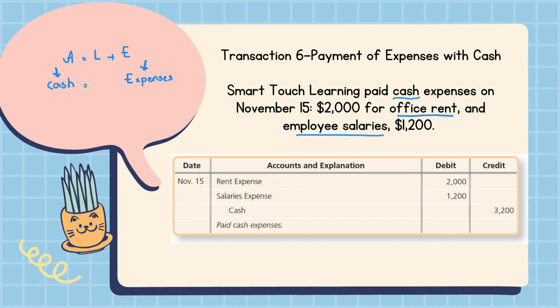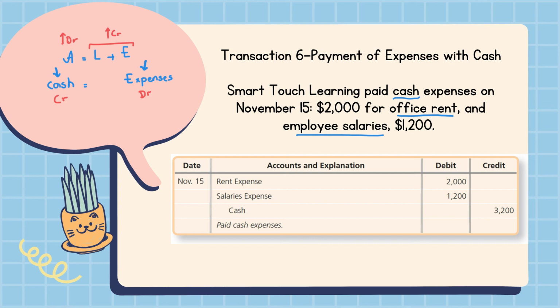The normal balance for assets is debit. For liabilities and equity, it's credit. Cash decreased, so it's not gonna go to the debit, it's gonna go to the credit. Expenses decrease equity, so it's gonna go to the debit. The opposite of the normal balance.